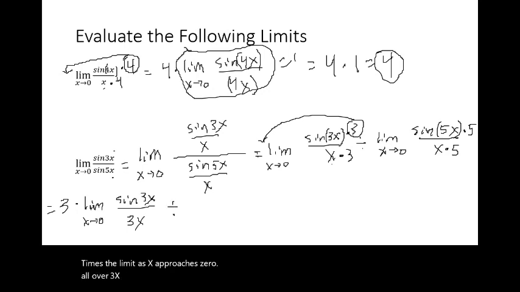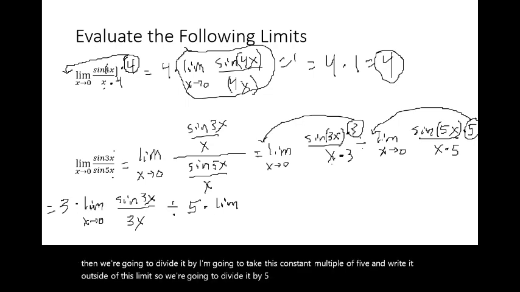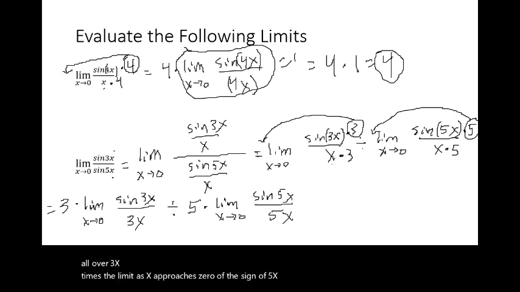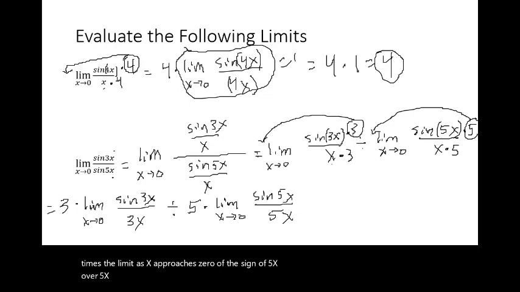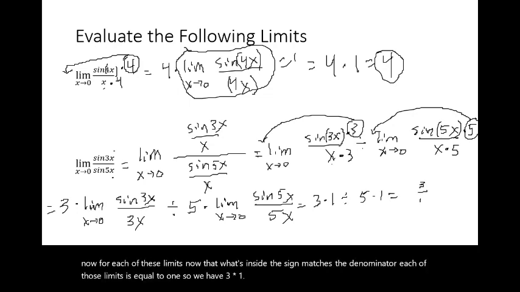Then we are going to divide it by, I'm going to take this constant multiple of 5 and write it outside of this limit. So we're going to divide it by 5 times the limit as x approaches 0 of the sine of 5x over 5x. Now for each of these limits, now that what's inside the sine matches the denominator, each of those limits is equal to 1. So we have 3 times 1 divided by 5 times 1 gives us a final limit of 3/5.